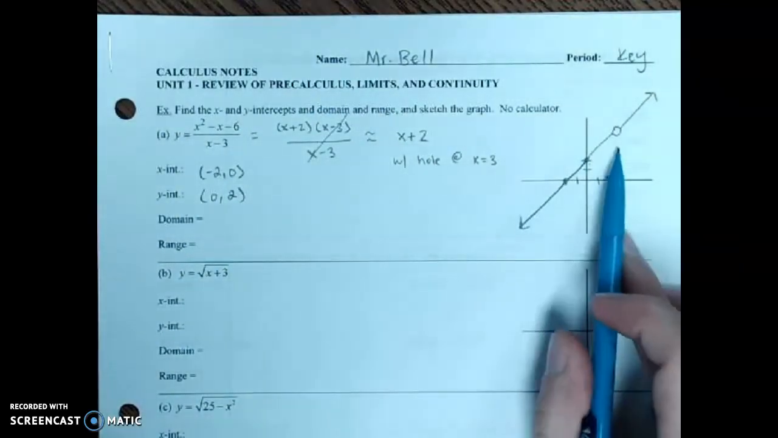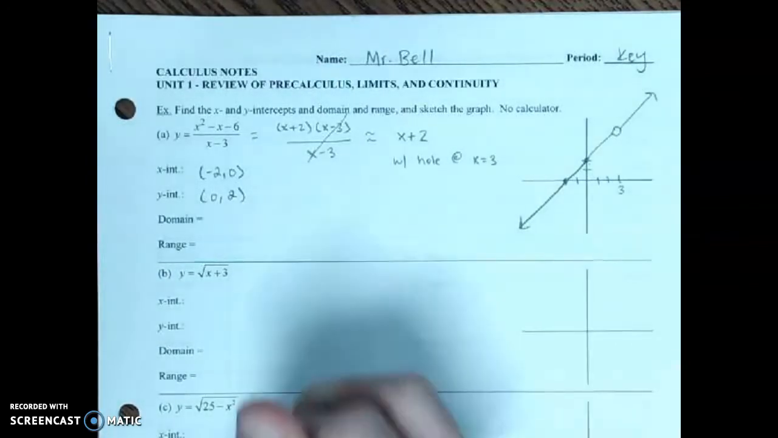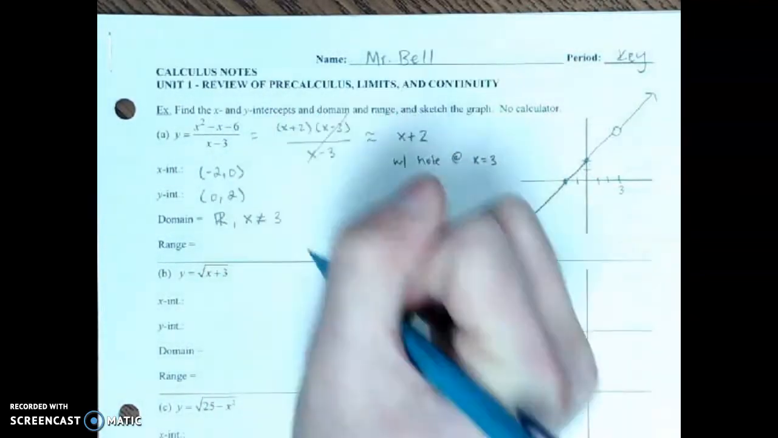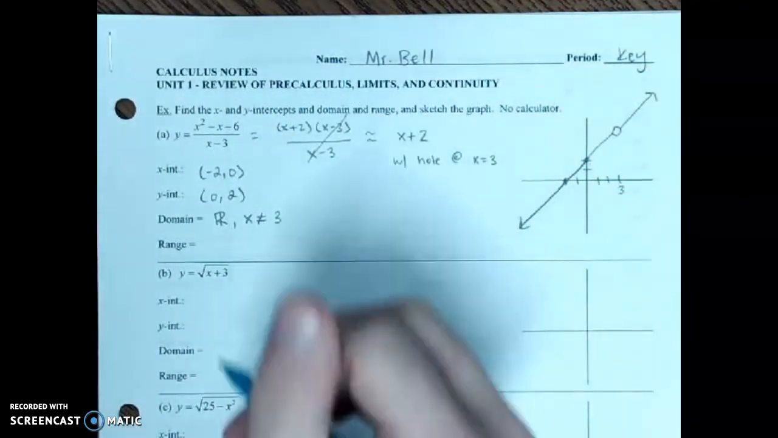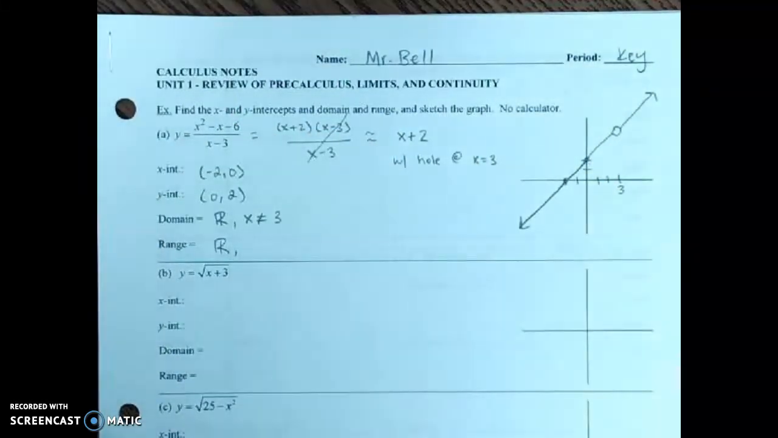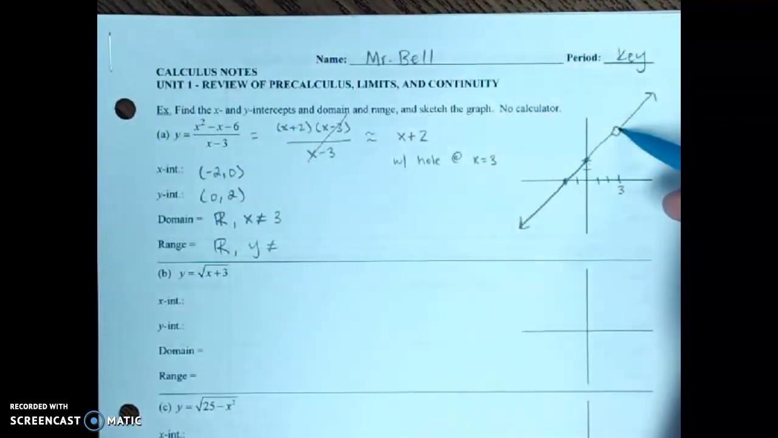There's just the one value that you have to throw out. That one value is 3. That's from the hole. So we'll say the domain is all real numbers, but x cannot be 3. And the range, right, it's the y values. The range is also almost all real numbers. There's one y value that the graph never hits, and that y value is where the hole is, right?